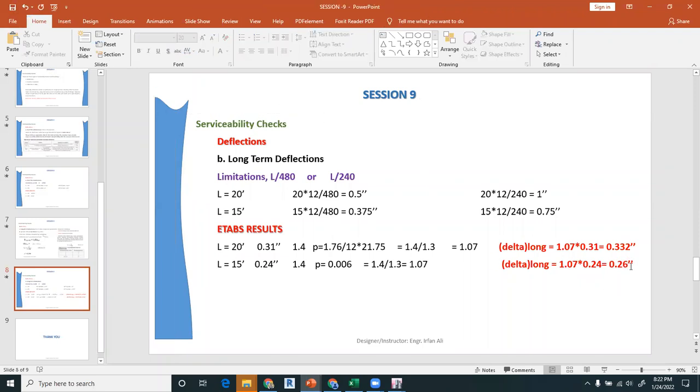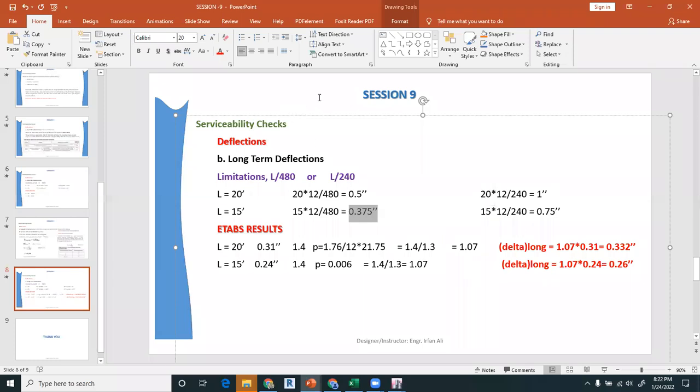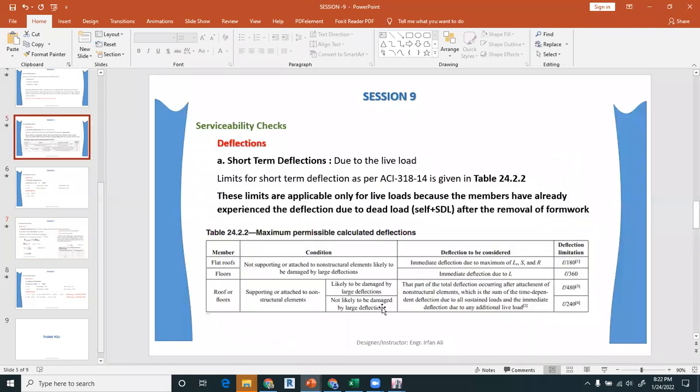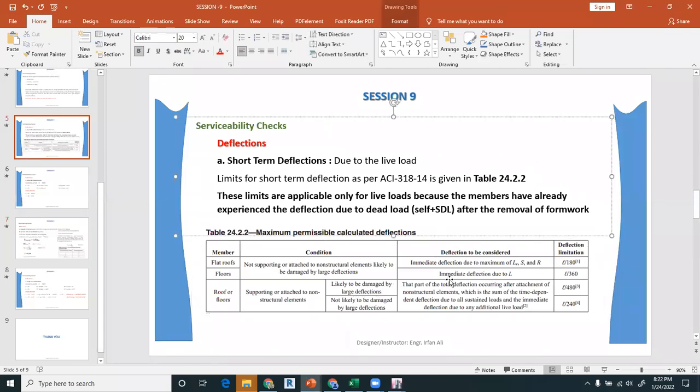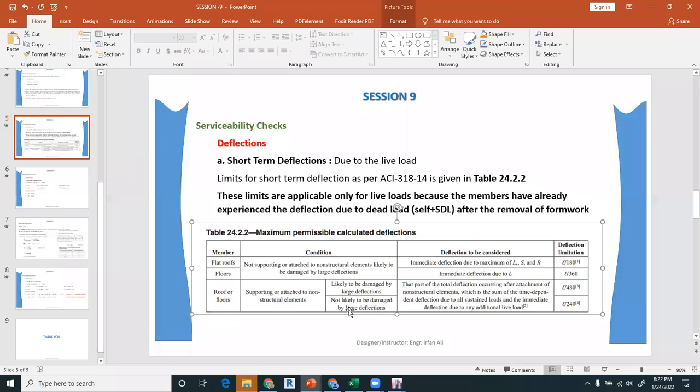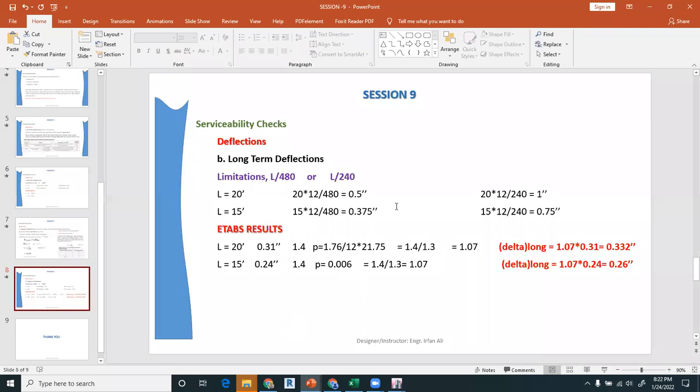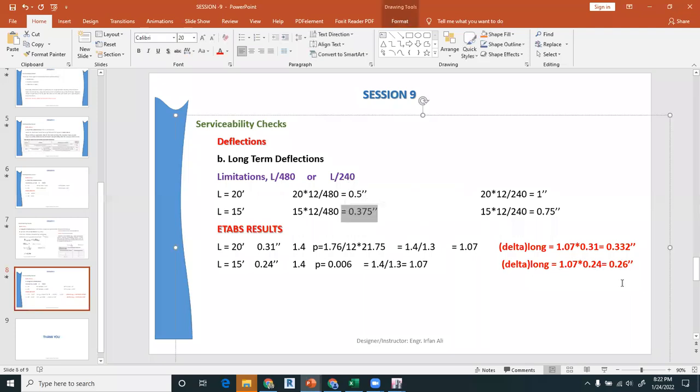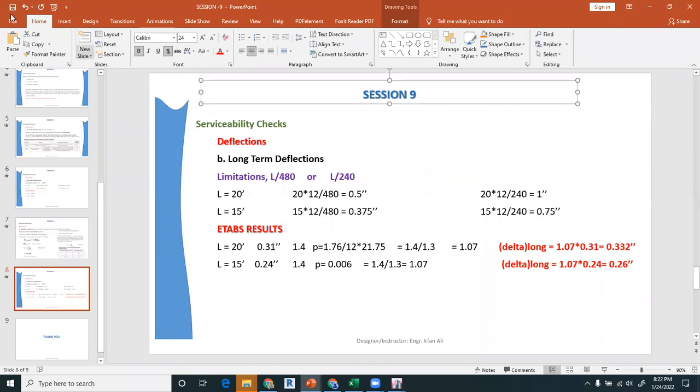And you have to compare this with the allowable. The allowable is 0.375 inches for the condition that is likely to be damaged by large deflection. This normally does not happen. What we normally do in our design practice is take the value for not likely to be damaged by large deflections, L by 240. So if you want to check all of this, you can check. That's why I have done all of these. So the limit is 0.375 and we have 0.26, and this limit is 0.27. So all of the checks have been passed.